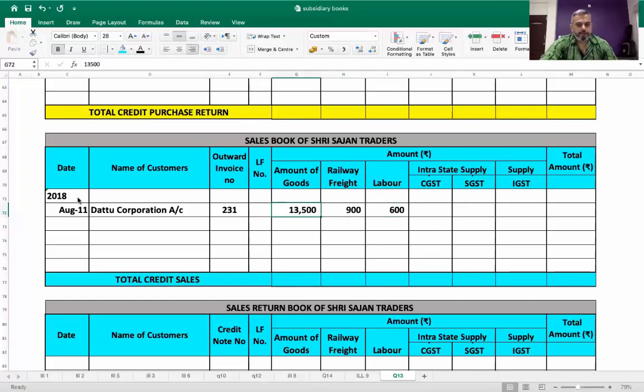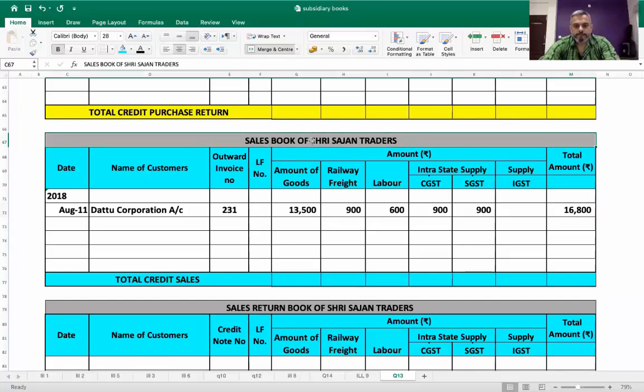So do the total: 13,500 plus 900 plus 600, so 15,000. Apply 6% CGST and 6% SGST, and then the total is 16,800.